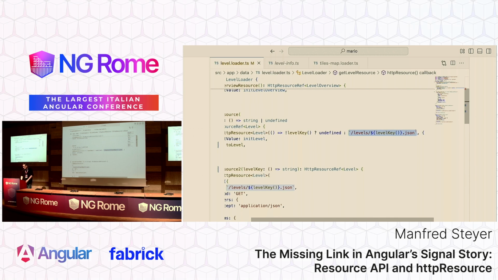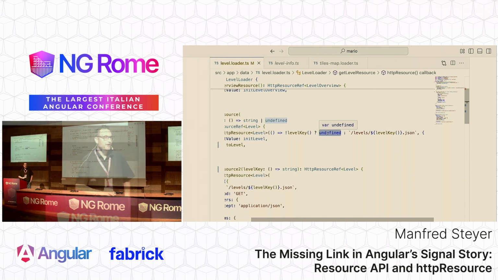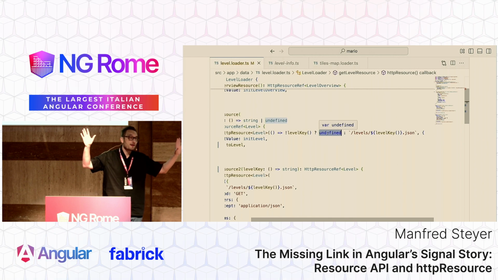But you see something else in here. Sometimes we don't want to trigger the resource. Sometimes we don't want the resource to load something. And for those cases, we just need to return undefined. So in my case, when we don't have a label key, I'm just returning undefined, and so the resource will do nothing.